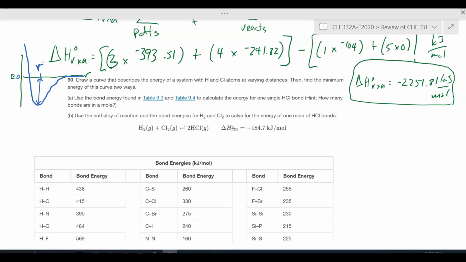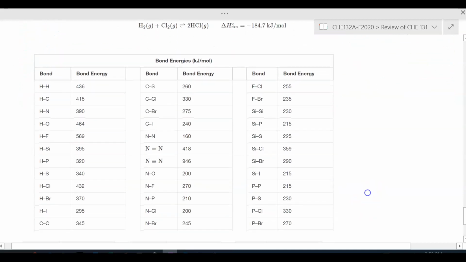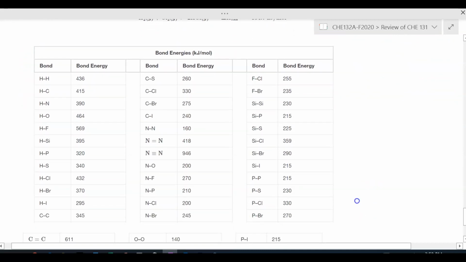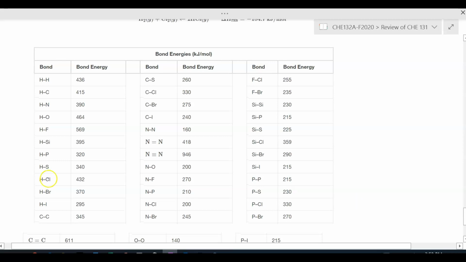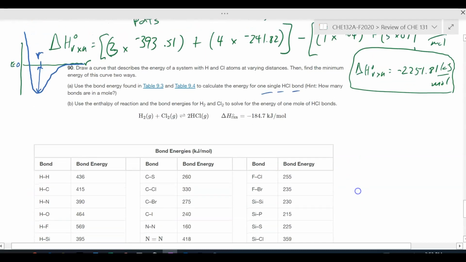So the first thing we're asked to do is to figure out a way to calculate this for one single HCl bond. So we go and look at our table of average bond energies, or enthalpies, and we need to find our HCl bond. So there's our HCl bond. This tells us it's 432 kilojoules per mole.